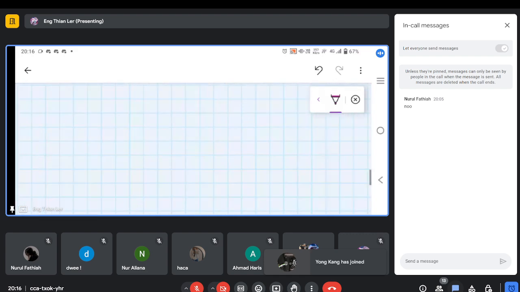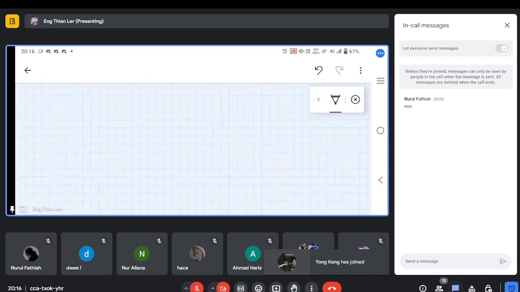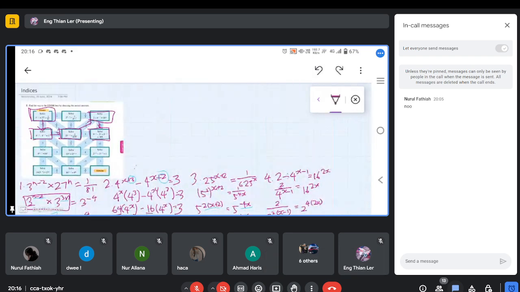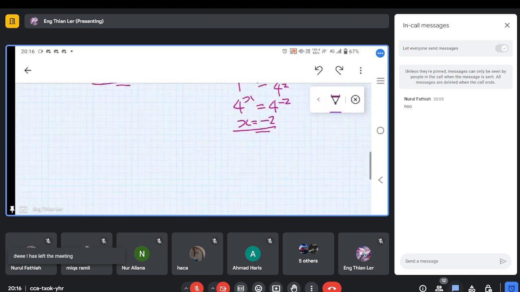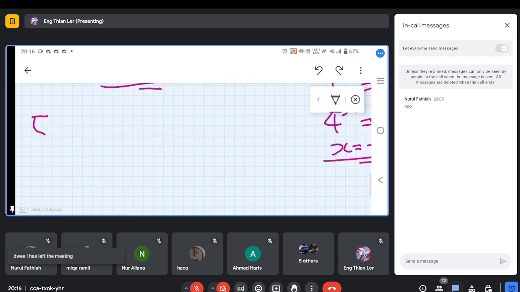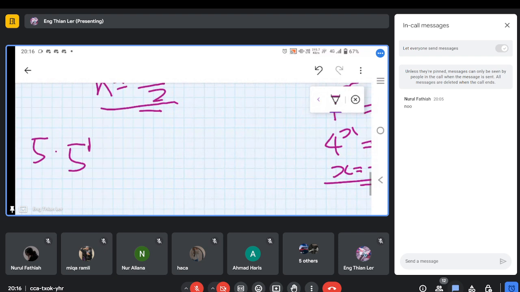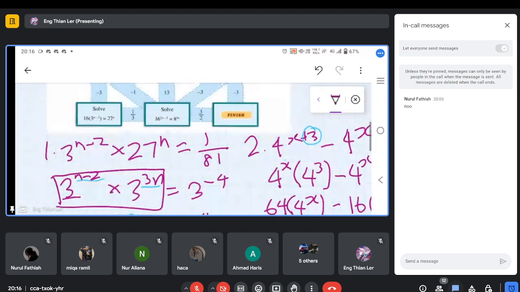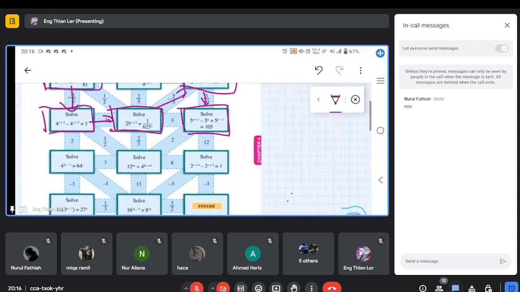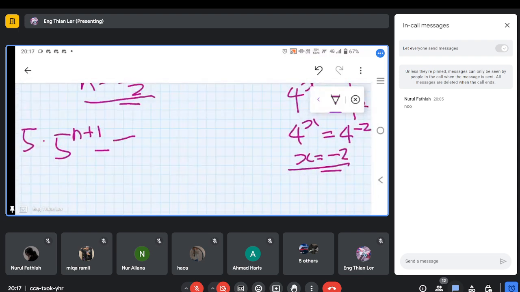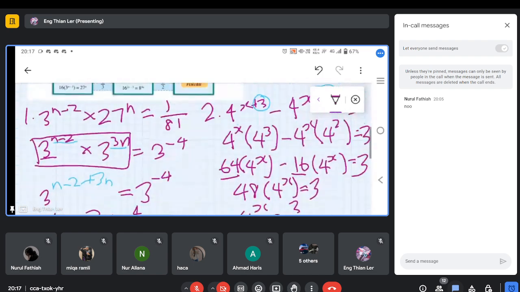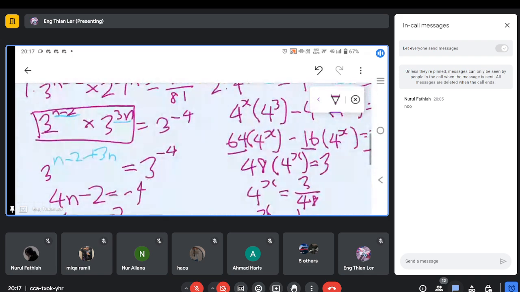So number 5, I'll write here. Number 5. Okay, 5 to the what again? 5 to the n plus 1 minus 5 to the n plus 5 to the power n minus 1 equal to 105. Double check. Okay, it was correct.